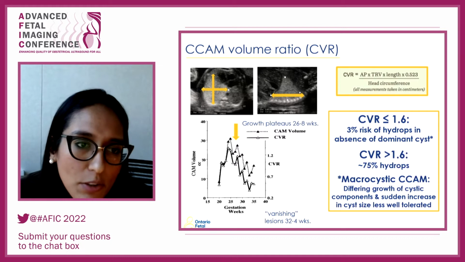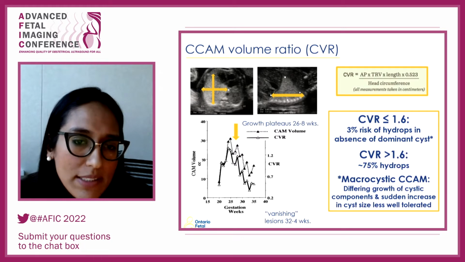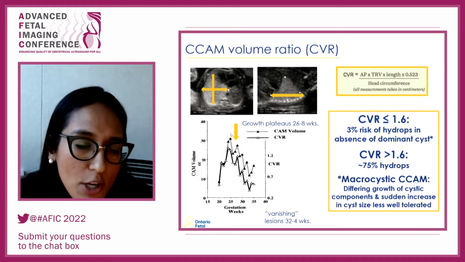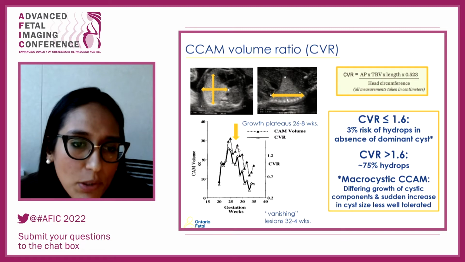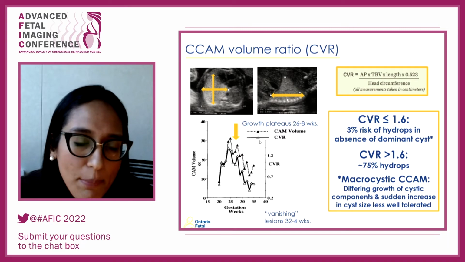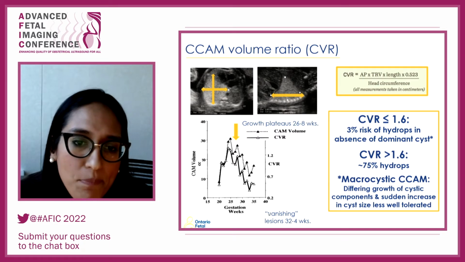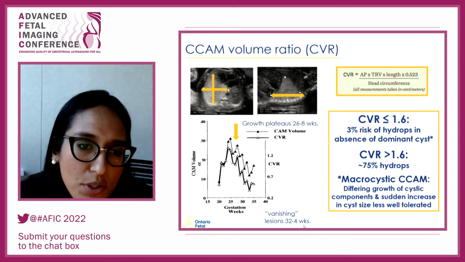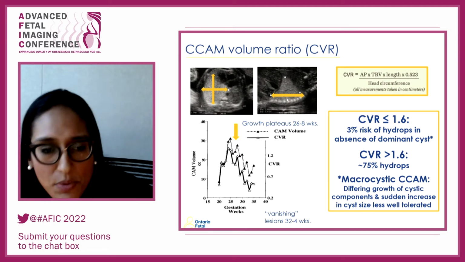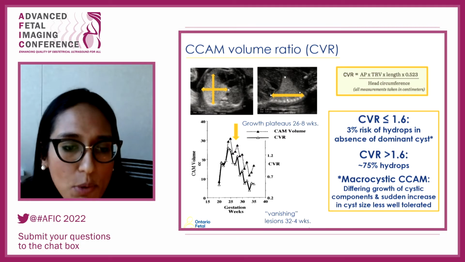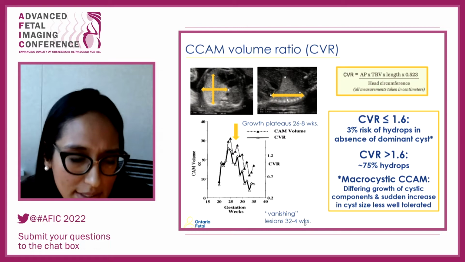We also know that these lesions typically grow until about 26 to 28 weeks, and then start to slow down. So in that initial period, it's really important to keep a close eye. We tend to see them every 1 to 2 weeks, depending on the size of the lesion. And then after that point, we will space out the visits. These lesions will typically vanish around 32 to 34 weeks. In fact, they're not vanished. We just don't see them so much by ultrasound anymore, but on postnatal X-ray, you usually will still see them.